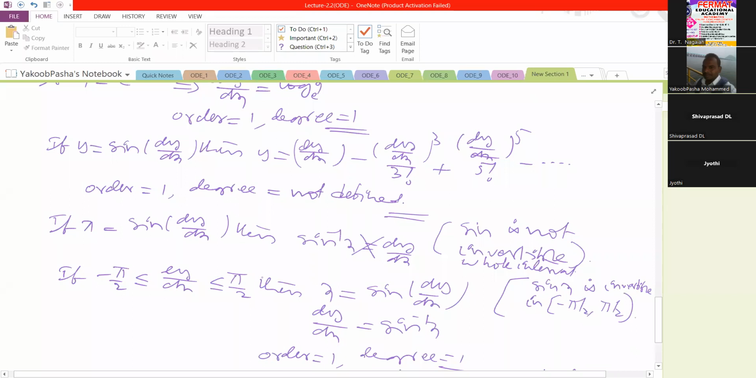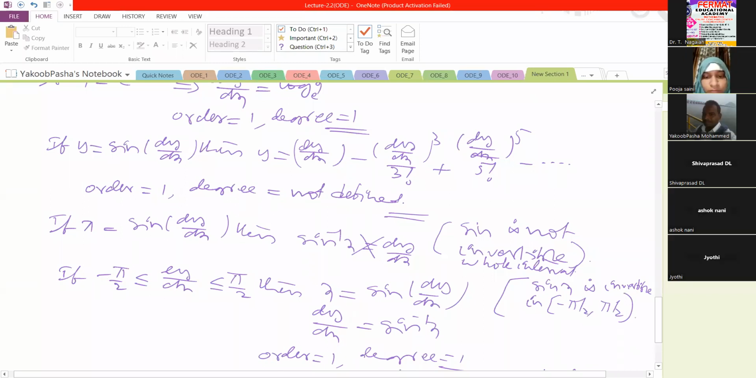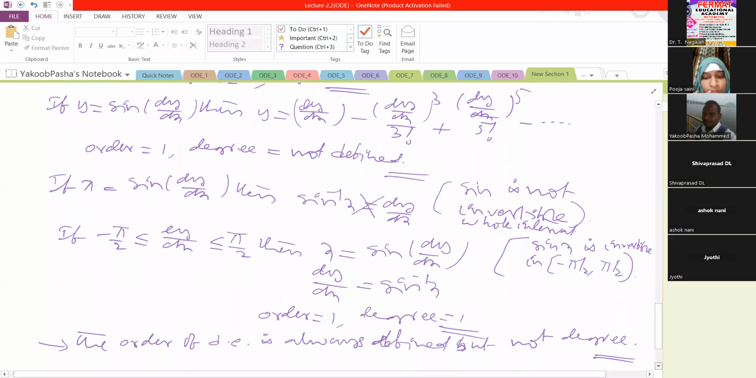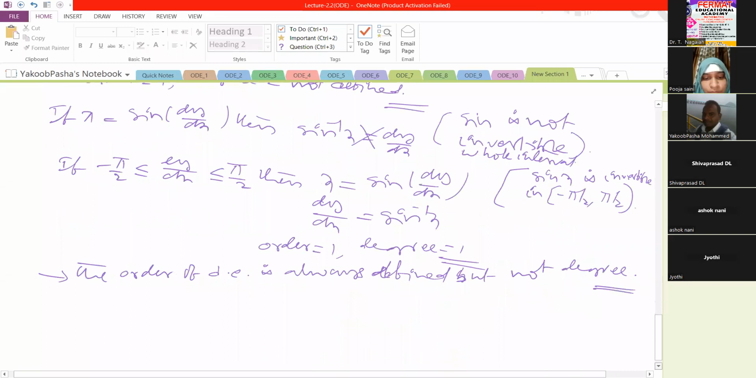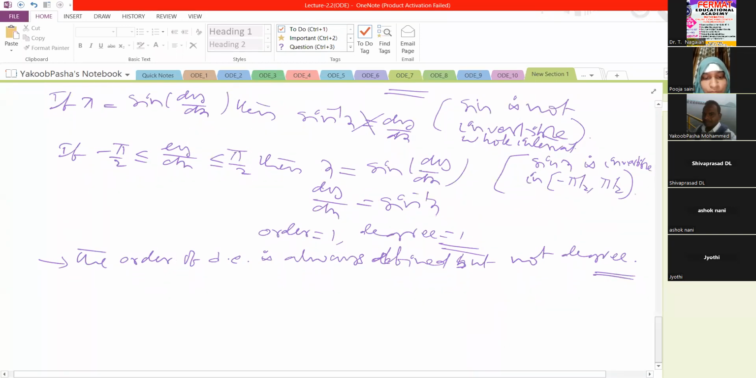Here the condition is given, suppose minus pi by 2 less than or equal to dy by dx, it is a closed interval minus pi by 2 and plus pi by 2, so we can write dy by dx as sine inverse x. Here in this case we can define the degree, that is 1. Order is also 1. Okay.